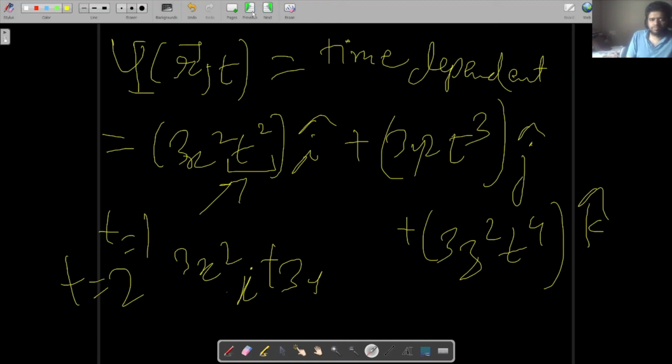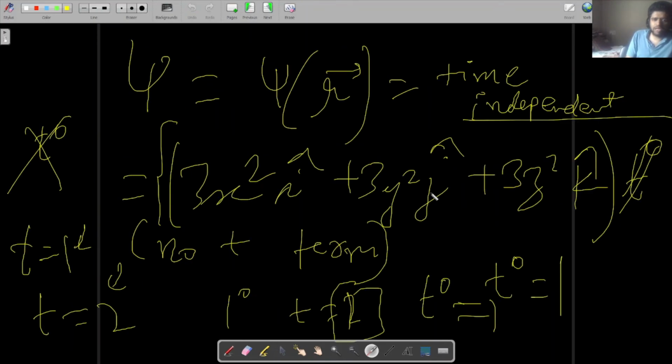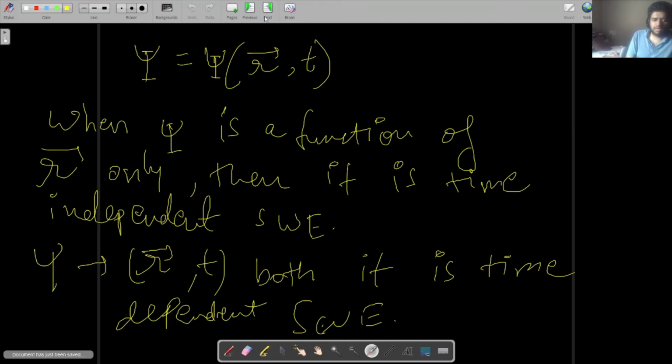So t has some finite power, and over here the power of t was either 0 or the t term was not at all present. So this is basically the time independent Schrodinger wave equation, because it is not depending on time. So this is the thing.